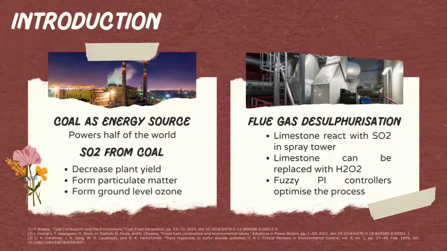Limestone is typically used to react with the gas to achieve over 99% removal efficiency in the spray tower. Hydrogen peroxide can be used to replace limestone to only emit sulfuric acid. To optimize the FGD process through controlling hydrogen peroxide flow rate and concentration, PI controllers with fuzzy logic are utilized. FGD in coal-fired power plants to remove sulfur dioxide using PI controllers was decided to be studied.